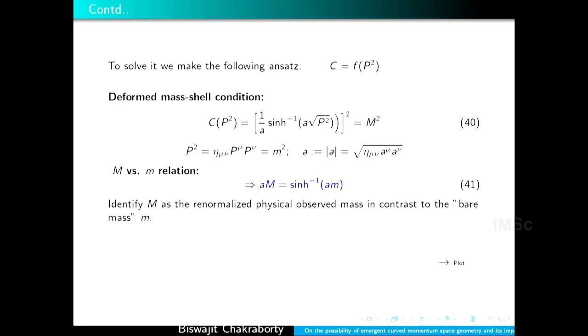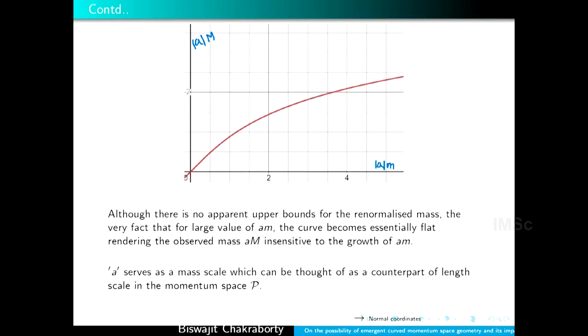Capital M square is given by 1 by a sine hyperbolic inverse of a times root over P square, whole square, where P square is m square as usual. In a, I just wrote a shorthand of mod A that I introduced earlier. So this gives a relation between capital M and small m. So identify capital M as a renormalized observed mass in contrast to the bare mass m. And you can see the diagram is something like this.